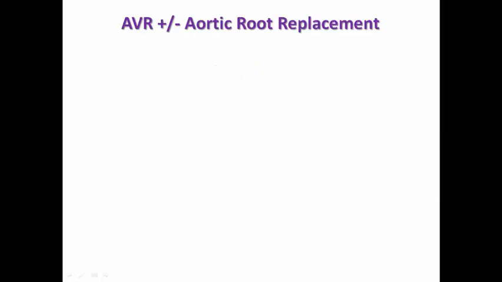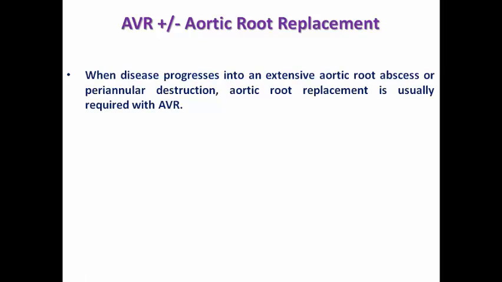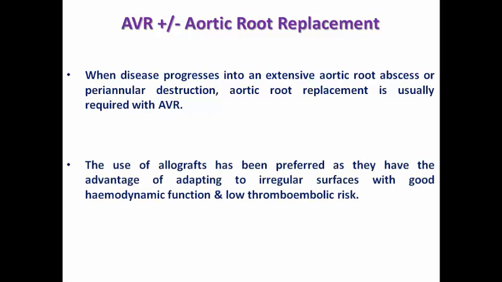Another debatable question: aortic valve plus or minus aortic root replacement. When the disease progresses into an extensive aortic root abscess or periannular destruction, aortic root replacement is usually required. You cannot just excise the valve leaving the infected aortic root. And in this case, the use of allograft has been preferred because it has the advantage of adapting to the irregular surface with good hemodynamic function and low thromboembolic risk in comparison to the prosthetic graft.